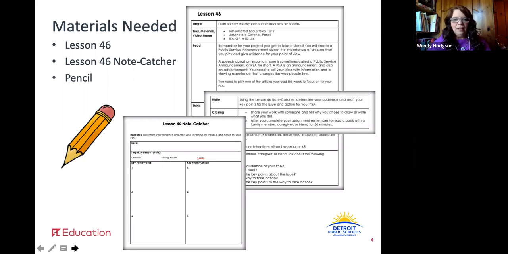So today, things are going to get a little bit longer. From your distance learning packet, you're going to want to find lesson 46, which is a little longer than one page. There's a little more detail in it than we typically have had. So you'll see that lesson 46 is a page and a little bit more. And then you'll also need your lesson 46 note catcher. We're really going to get serious today and move our public service announcement forward. You'll also need a pencil. So if you don't have your materials, just pause here and I'll see you back here. You push play and we'll get started.